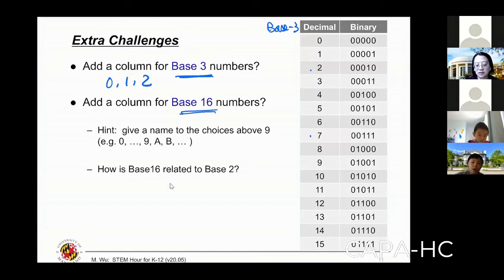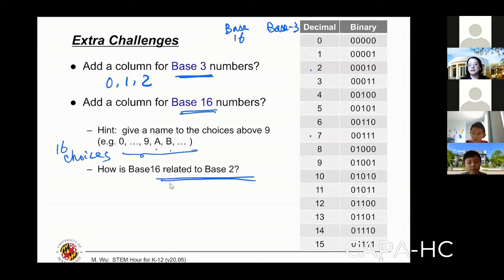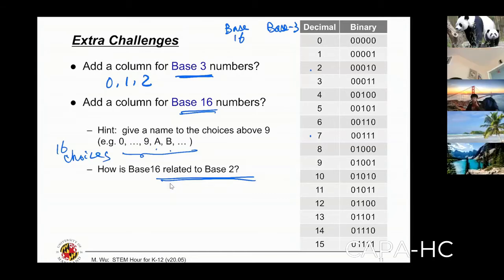My hint here is you can use 0 to 9, and to avoid confusion, we are going to start using letters A, B, C, and so on. So you will have 16 choices, and you can add a column here for base 16. After you figure those out, I want you to see what the relations are between binary, base 2, and base 16. So those will be the take-home extra challenges if you want to tackle those fun puzzles.